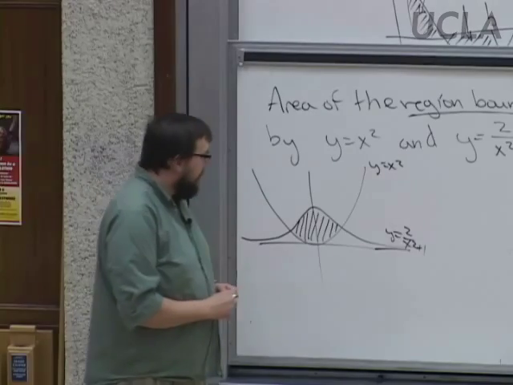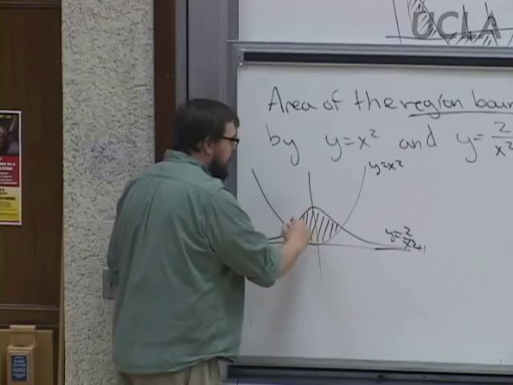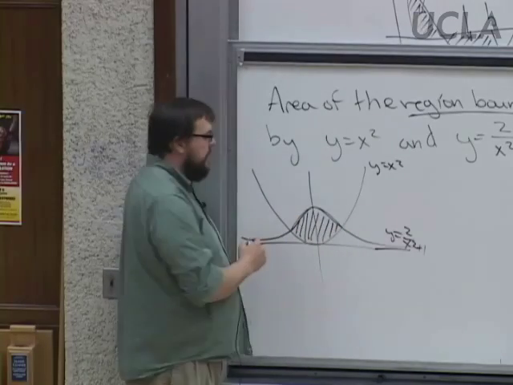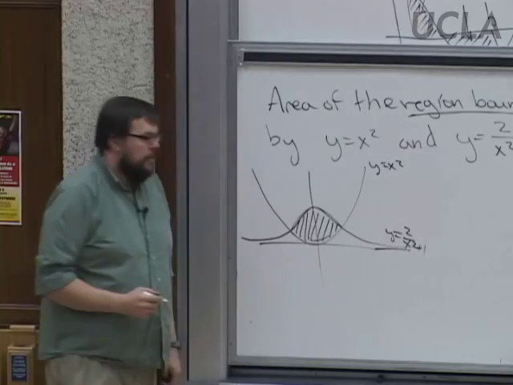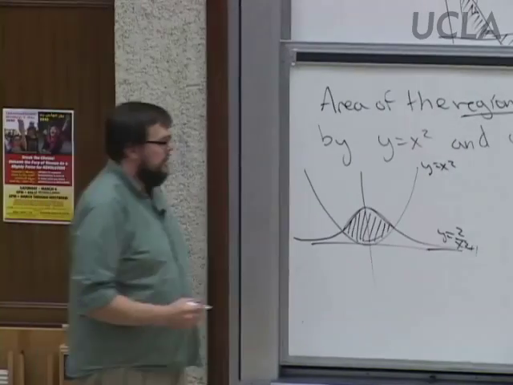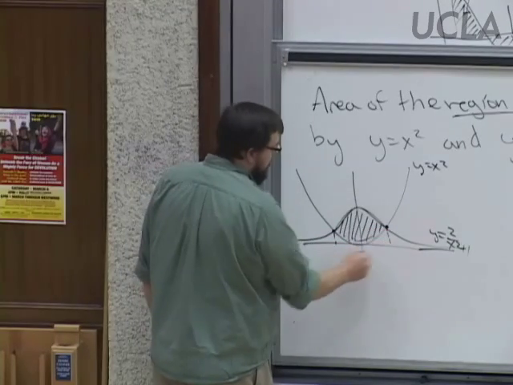Okay, so now we understand this is the area we're going to find. And the picture helps us to see that I know which one's on the top, it's the 2 over x squared plus 1. And I know which one's on the bottom, it's the x squared. But I don't know something. I have to figure out my bounds.